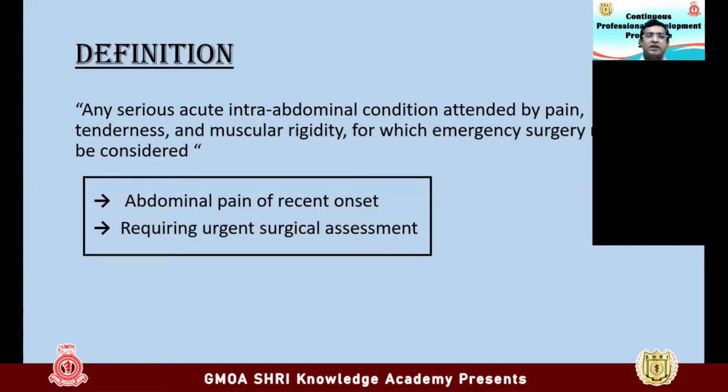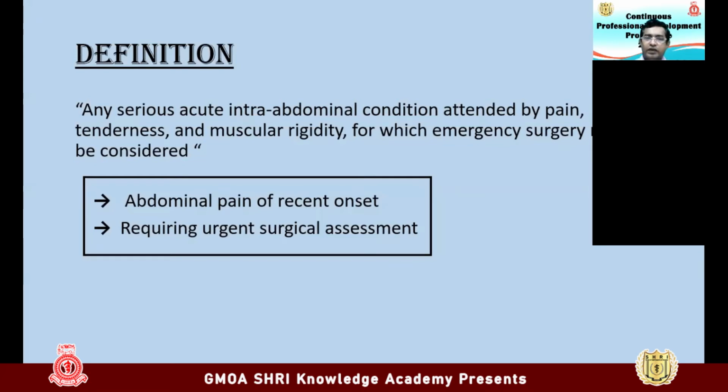So when we talk about the acute abdomen, there are numerous definitions. Out of that, I selected this definition for me to discuss this topic today. It says: any serious acute intra-abdominal condition attended by pain, tenderness, and muscular rigidity for which emergency surgery must be considered.